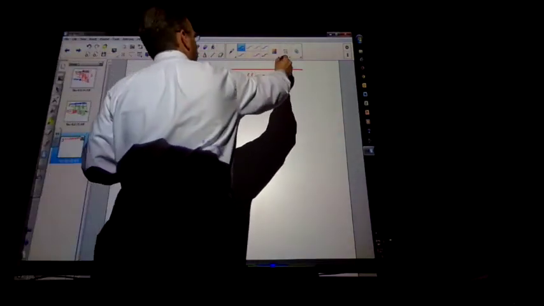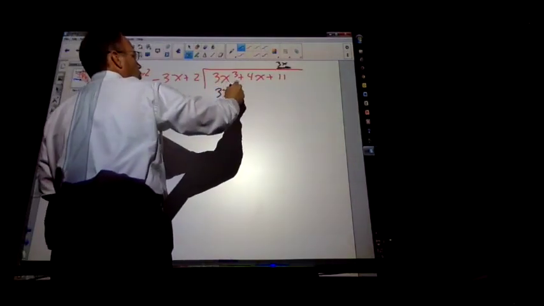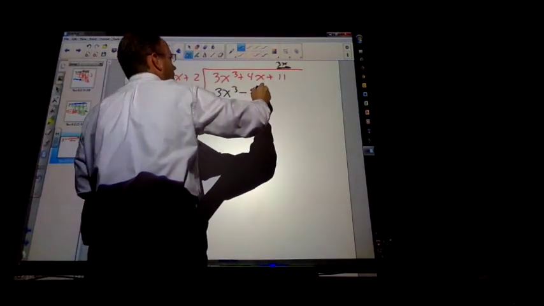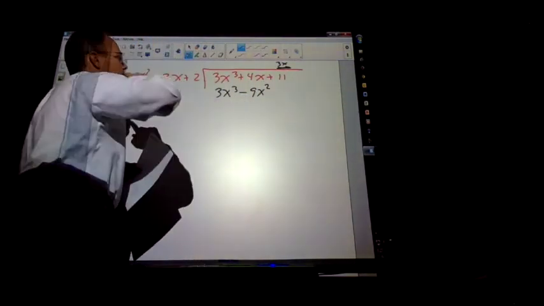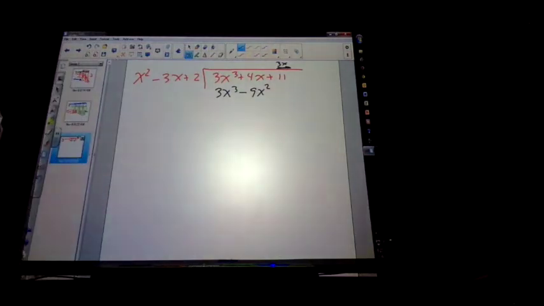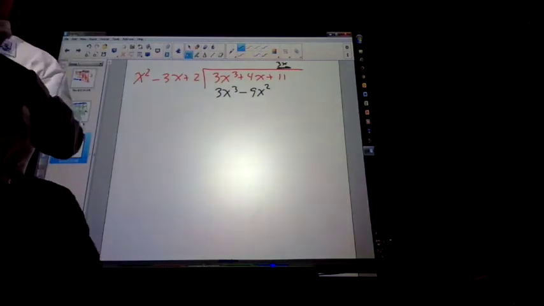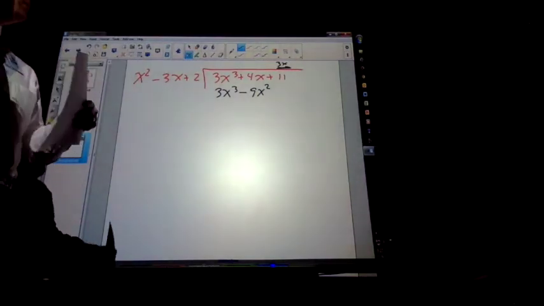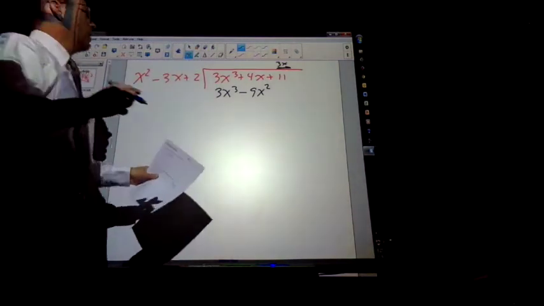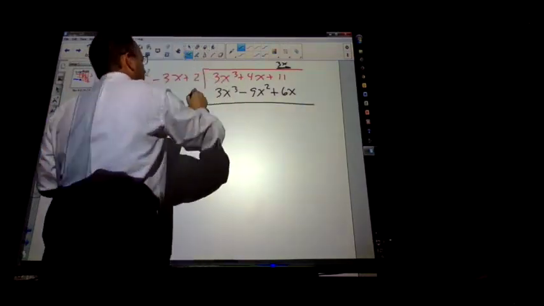3x. So 3x times x squared is 3x to the third. 3x times negative 3x is negative 9x squared. I just realized that I could have added that 0x squared right here. I think we'll be able to manage. And then 3x times 2 is 6x. So I get this. So let's subtract.